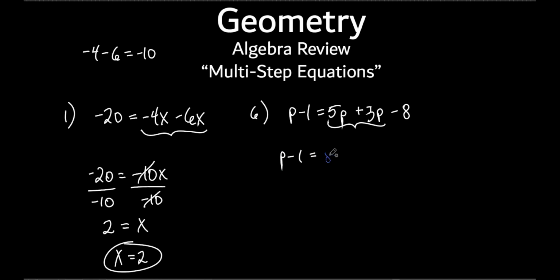5p plus 3p is 8p, and then minus 8. Now, here's where it's a little different.